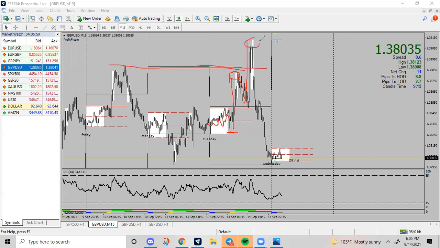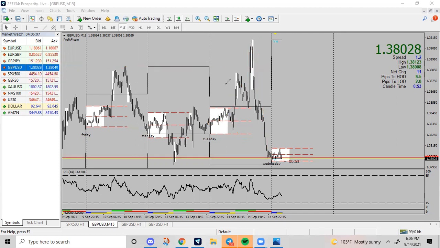And what do we get? That's the manipulation to the upside, clears out the high, and this is the distribution. That's 3 right there. That's the distribution. So you can see how they manipulated the buyers to get into the market and took it down very fast for over 100 pips to the downside and continuing to drop.